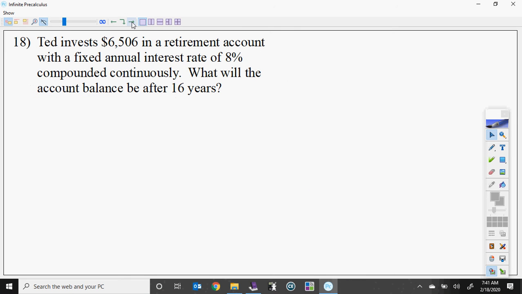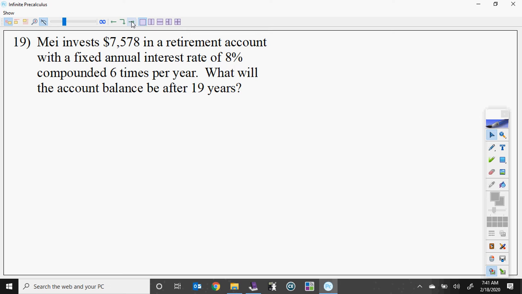Go ahead and try number 18. Make sure you hit pause, and then I'll put the answer on the screen. Alright, so the answer to number 18 is $23,399.74. So this is less than 16 years and a higher interest rate, so this one is worth a lot more money.